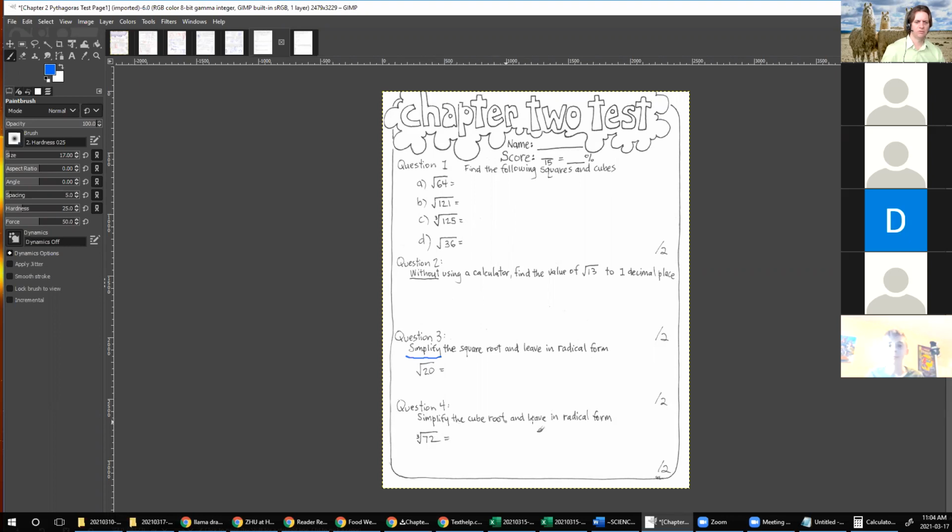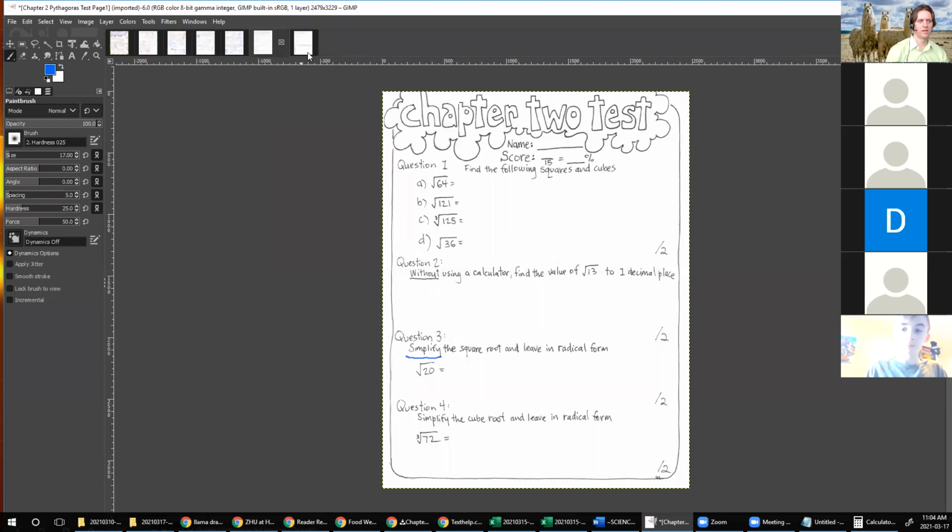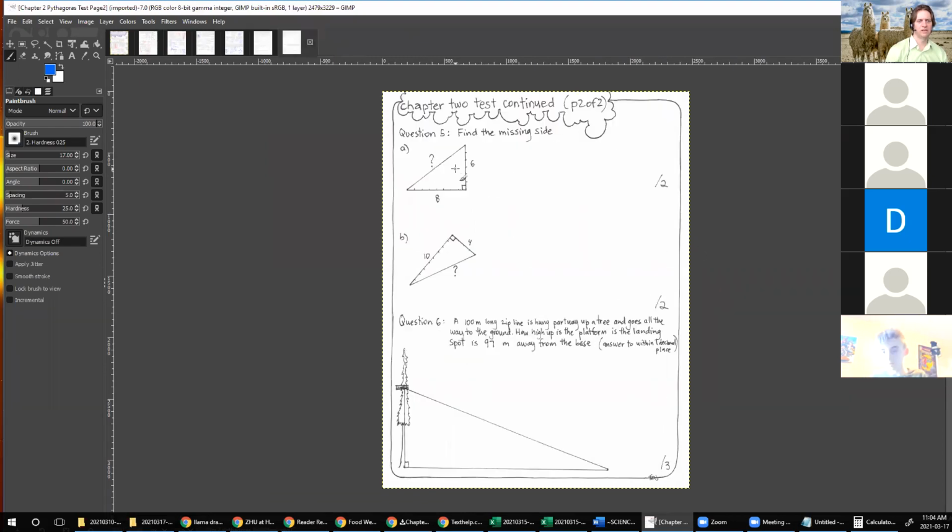Again, simplifying the cube root and leave in radical form. That's also on page 3. There's an example here. I think simplify the cubic roots. If I didn't write all over my letters, this is the kind of question that I want from that one. And then the last page, of course, there's going to be 2 of these. Find the missing side. Now again, don't be mixed up. Sometimes I'm going to twist around the triangle, but all the same rules apply.